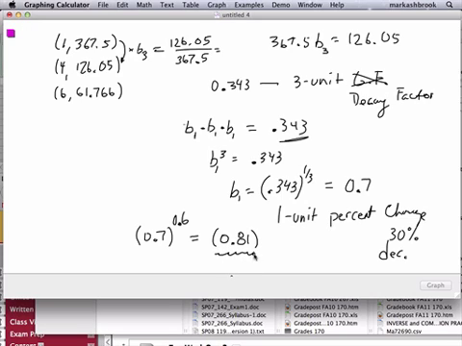So interpret that. What does that number mean, 0.81? Tell the person next to you. What does the number 0.81 mean?